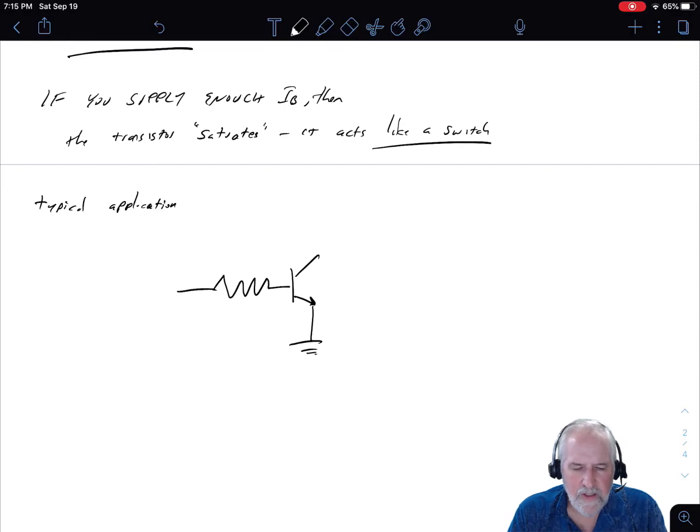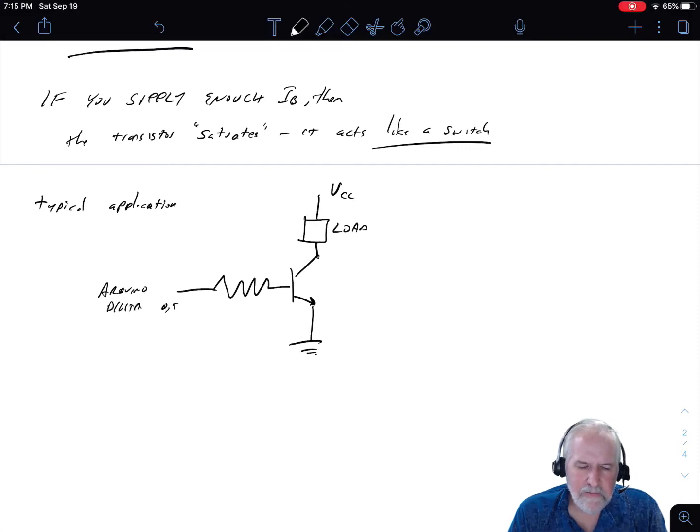So we're showing this typical application here. I show a base resistor here, that's probably 1K, and some load that will connect between the collector of the transistor and the supply voltage. VCC, common collector, is what that stands for. So it's where the collectors of your circuit will be connecting.